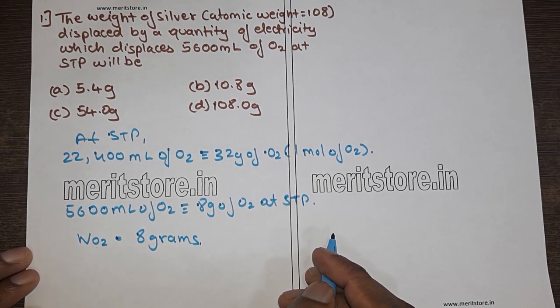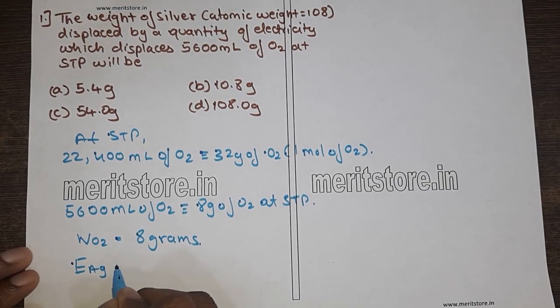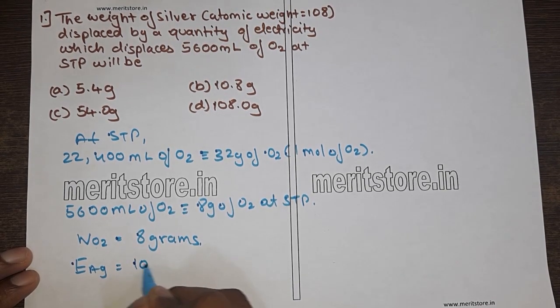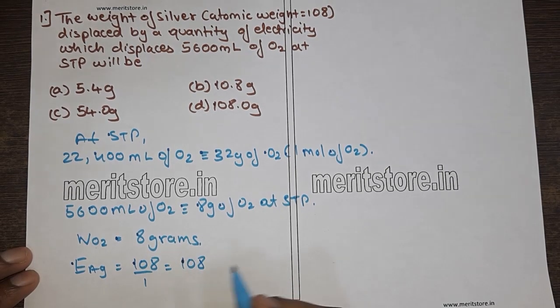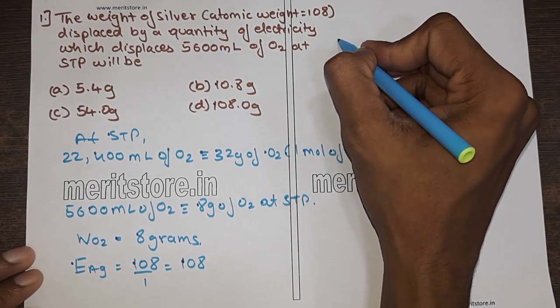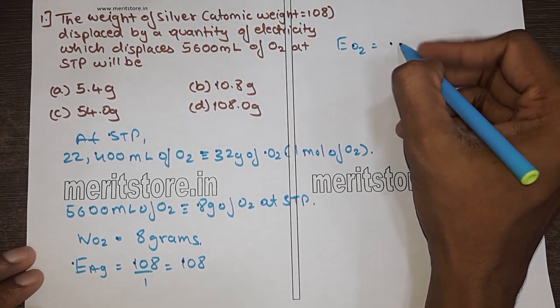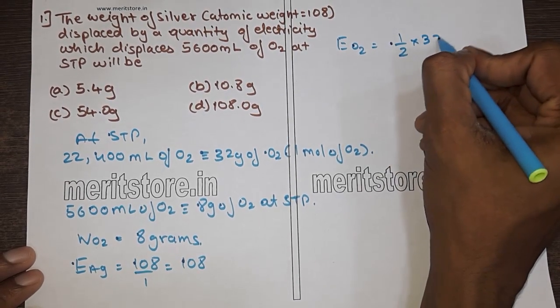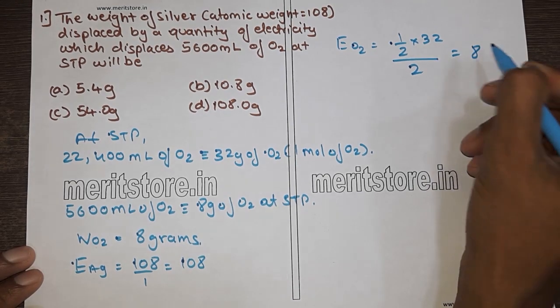So equivalent weight of silver, that is E of Ag, is 108 upon 1, equal to 108. And equivalent weight of O2, that is E of O2, is equal to half into 32 upon 2, which we get equal to 8.